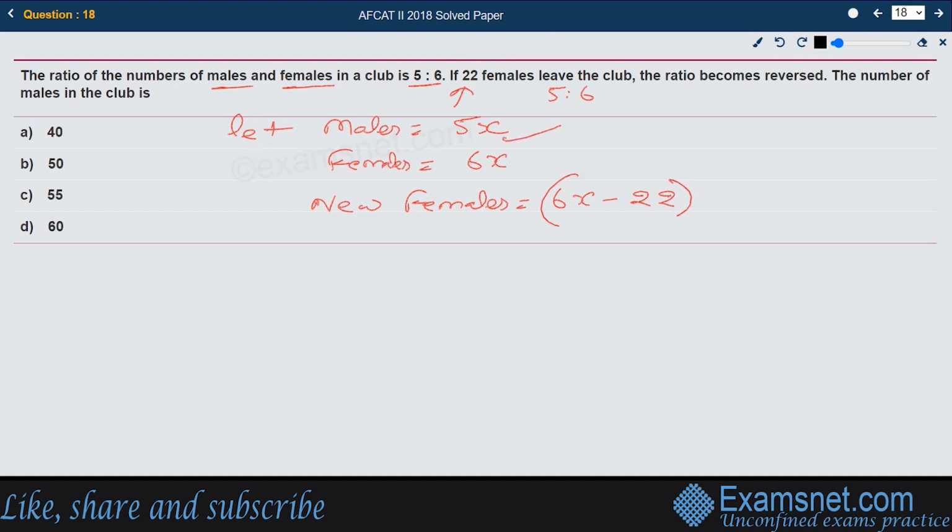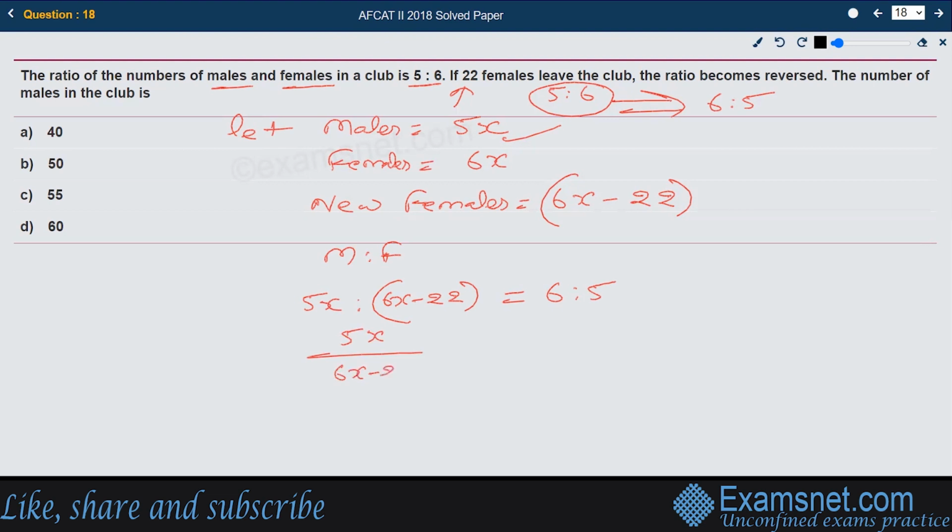So now he says if this happens, the ratio is reversed. That means 5:6 should now become, after reversing, 6:5. So now the connection should be male is to female, 5x is to 6x minus 22. This new female value should make the ratio 6:5. Now if we write it this way, 5x by 6x minus 22 is equal to 6 by 5.